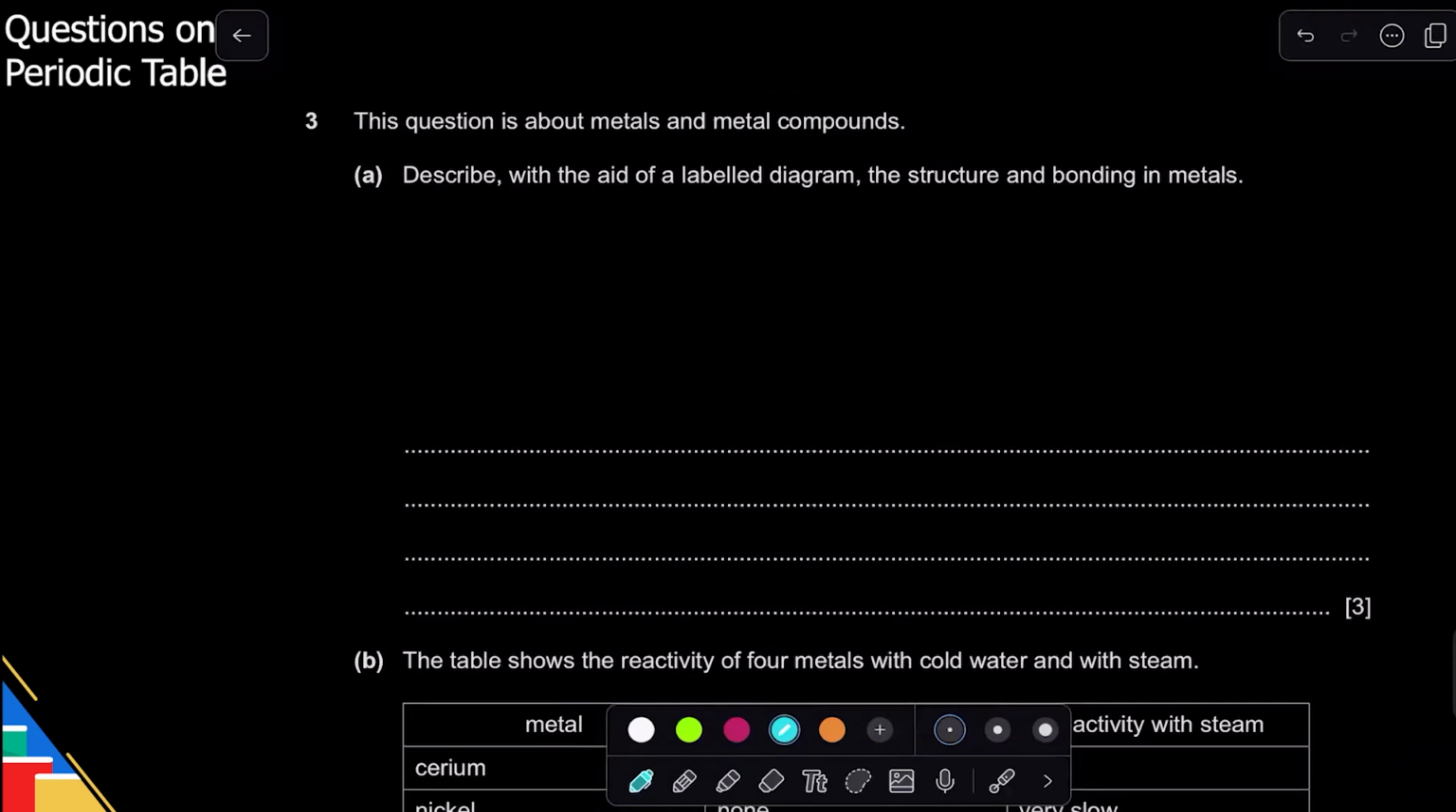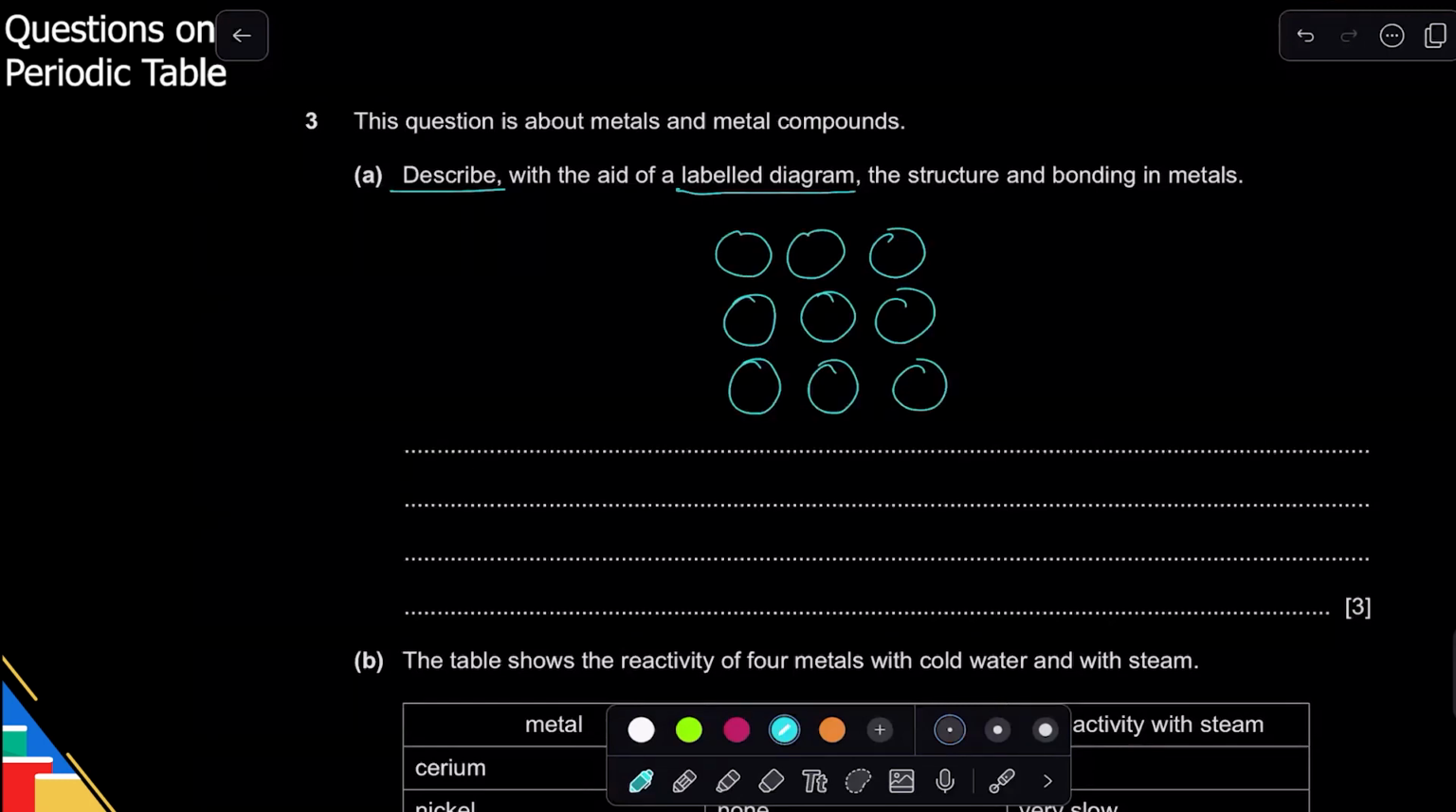Okay. Describe. So in a description you don't give reasons. No reason required. You only, as the name suggests, describe things. With the aid of a labelled diagram, the structure and bonding in metals. So we know the structure in metals. We have 3 layers that you should draw, and randomly placed electrons, and label it. You can draw a key or you can label it. I usually recommend that you draw a key. So I'll say, this is a cation and this is a free electron.